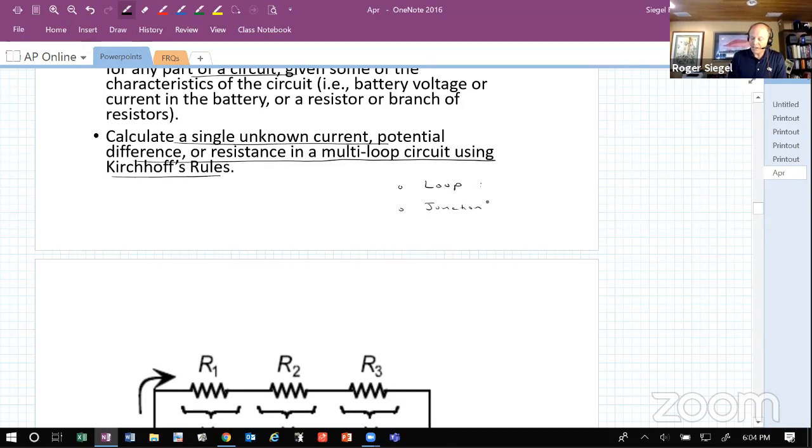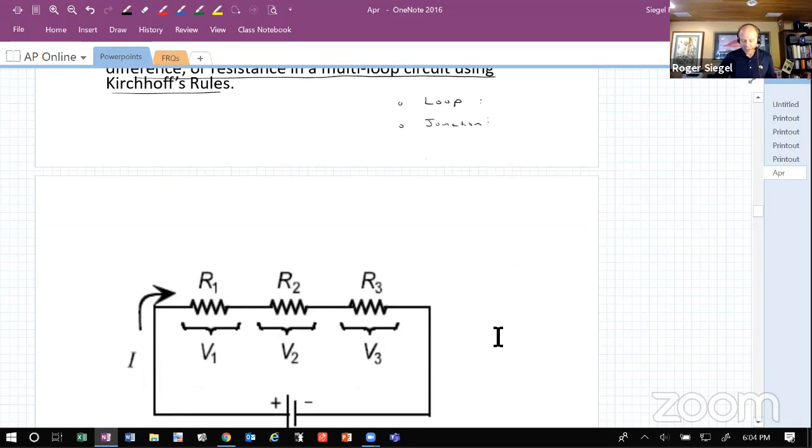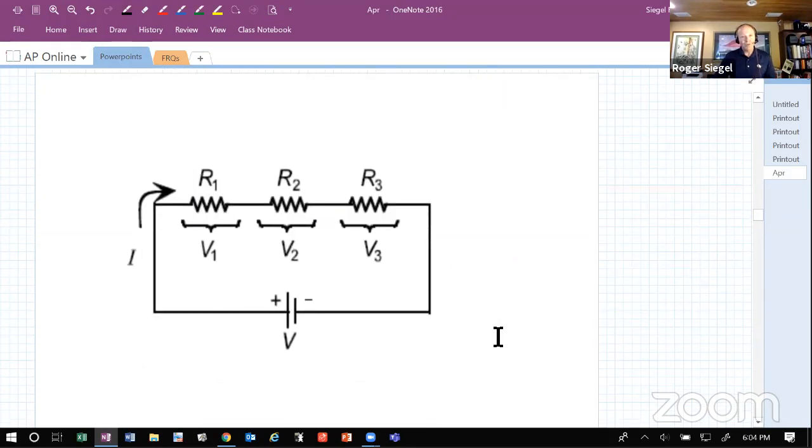We're going to do them a bunch in the next minute. But the loop rule tells us that if I go around any closed loop, the sum of the voltage gains and drops has to be 0. And basically the loop rule is a conservation of energy rule.